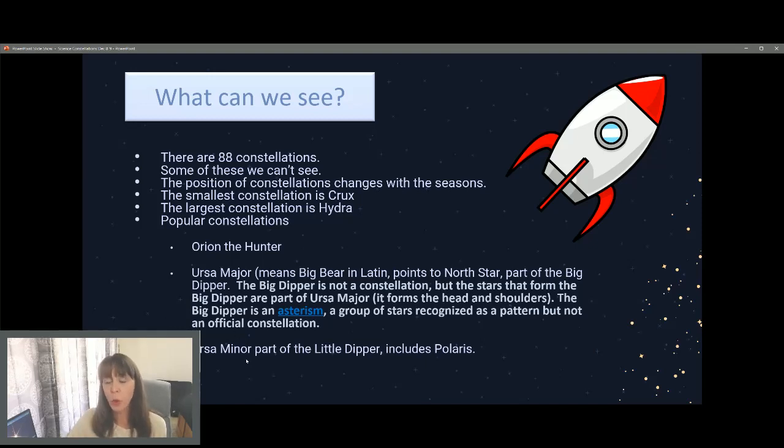And another popular one is Ursa Minor. That is part of the Little Dipper, and that constellation has Polaris. And remember, Polaris is very special, and we'll learn why in just a few minutes.